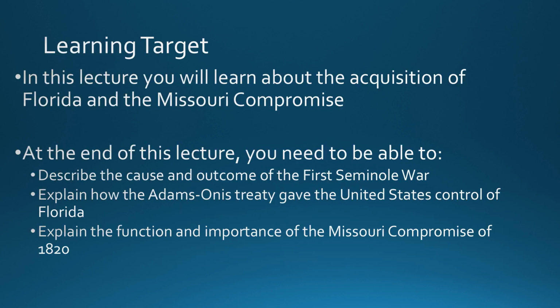In this lecture, you're going to learn about the acquisition of Florida and the Missouri Compromise. At the end of this lecture, you need to be able to describe the cause and outcome of the First Seminole War in Florida, explain how the Adams-Onis Treaty gave the United States control of Florida, and explain the function and importance of the Missouri Compromise of 1820.